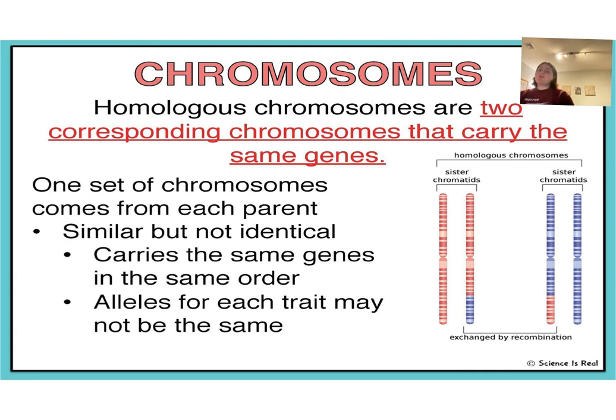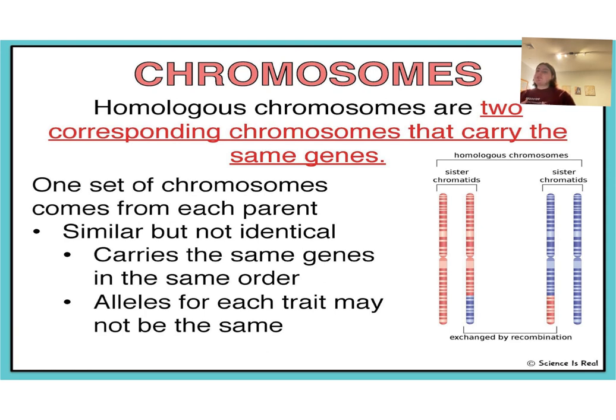So, starting off with chromosomes. Homologous chromosomes are the two corresponding chromosomes that carry the same genes. One set of chromosomes comes from each parent. They're similar but not identical, but they carry the same genes in the same order. And alleles for each trait may not be the same.